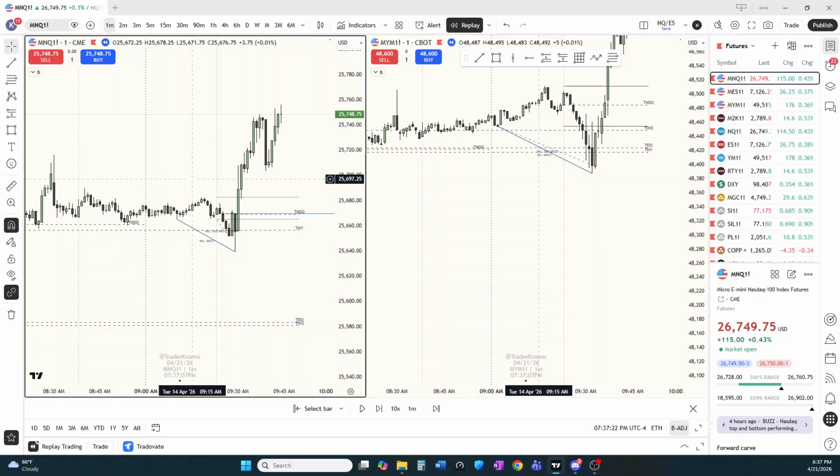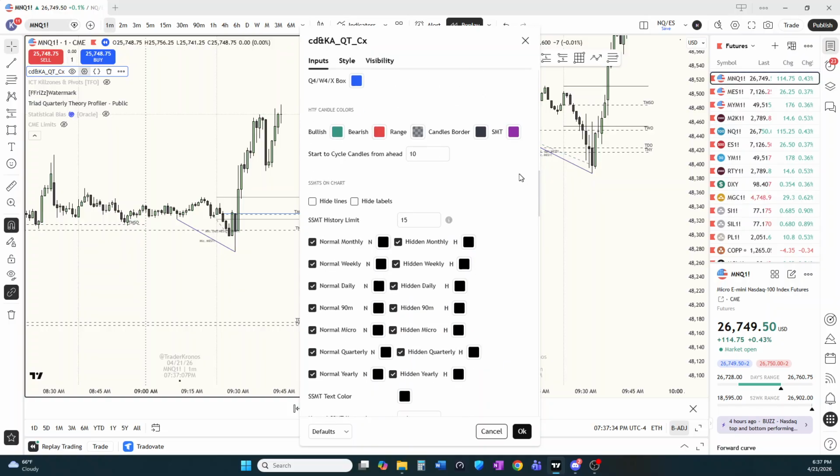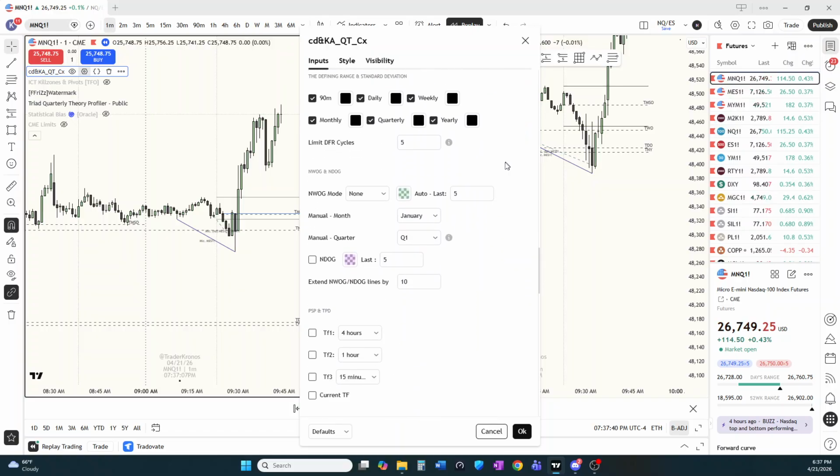Which indicator has the defining range? I use this one here. This one, CDKA quarterly theory. Has down here, so you can kind of look through some of the settings here I have. Has a defining range here. I've just enabled all of them and put on the last 5 cycles of history. But this is the indicator name.